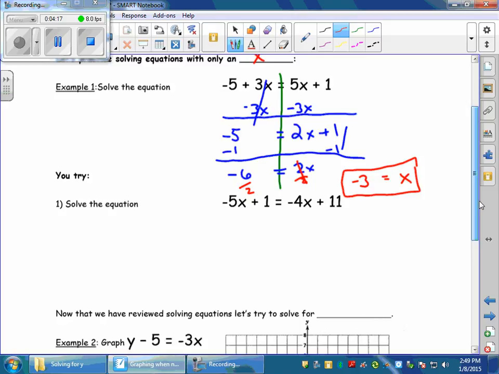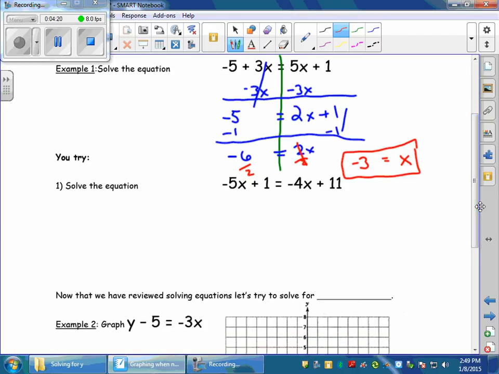Why don't you guys try this one, pause the video, and then after about a minute or two, you can unpause it and we can check it.